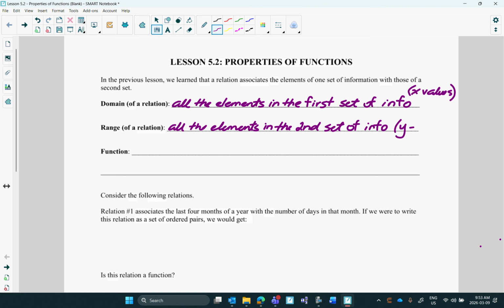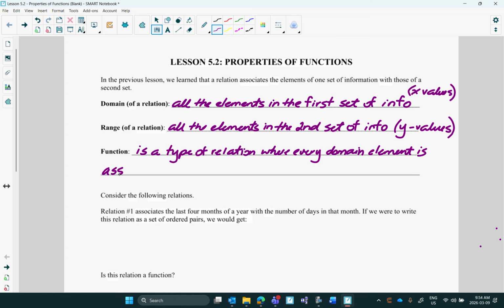Or the y values. And a function is a type of relation where every domain element, whether it's a number or a word or a letter, is associated with exactly one range element.